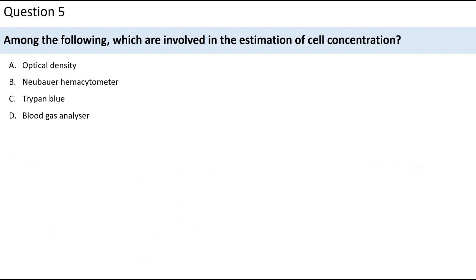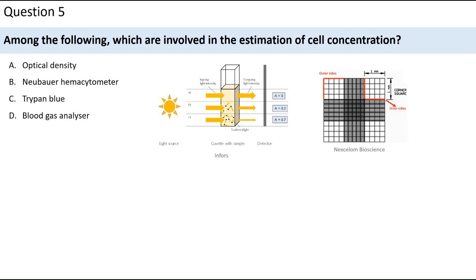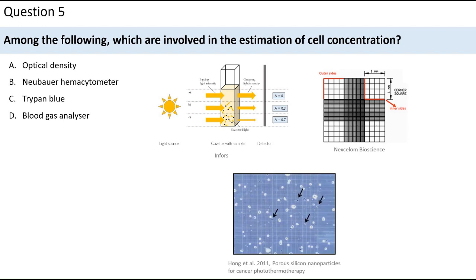Among the following, which are involved in the estimation of cell concentration? As we were seeing, optical density, that we take as OD 600, we take it very normally. Whereas the hemocytometer is used in mammalian cell cultures for overall cell counting. Whereas trypan blue, where the dead cells are stained blue whereas the live cells are intact. Okay, so trypan blue can differentiate between live cells as well as dead cells, whereas the previous one, optical density, gives the overall cell concentration. We can't differentiate between live cells and dead cells. Okay, so the answers are A, B, C.